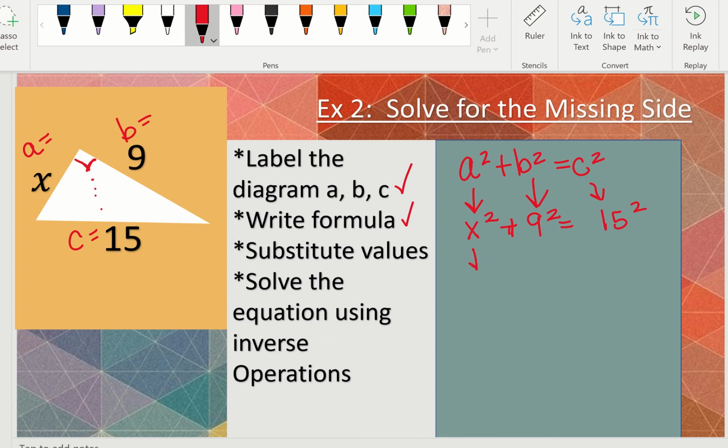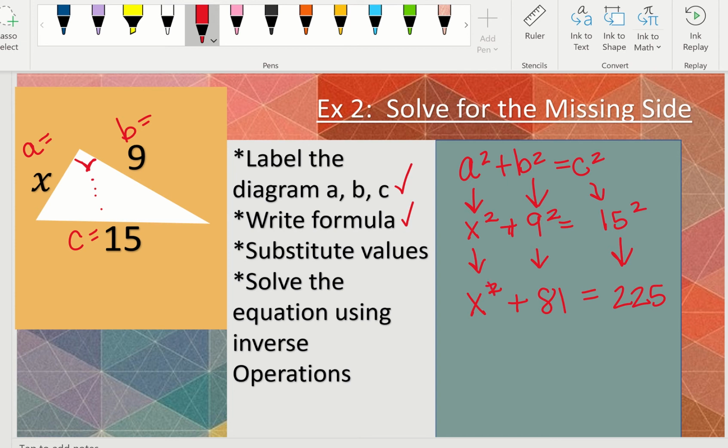I still can't do anything with X. I don't know what X is, so we're going to leave it X squared. I can go ahead and simplify. 9 squared is the same thing as 81, and 15 squared is the same thing as 225. Now I have an equation: X squared plus 81 equals 225.